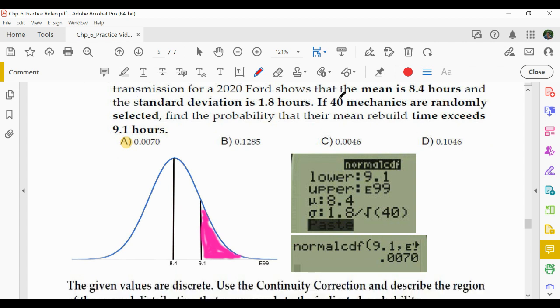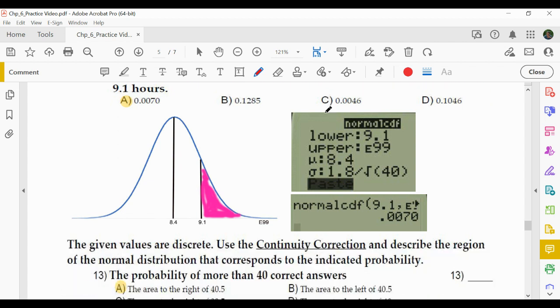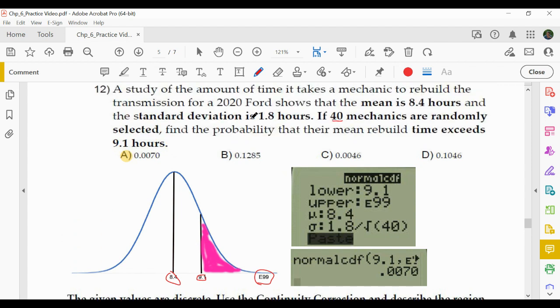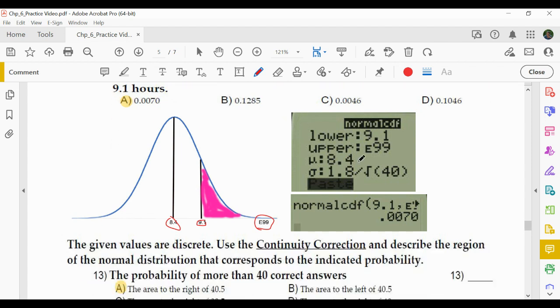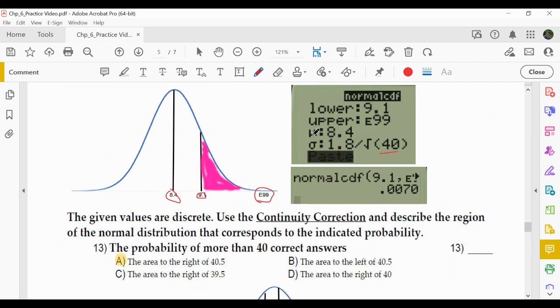This time, looking for the probability that if 40 mechanics are randomly selected, there's my n value, the time to fix this transmission is greater than 9.1. So 9.1 is my low. My upper is E99. I just put that in just for sake of clarity. All right, so there's my low. There's my upper. My mean is 8.4. He tells me that. My sigma, my standard deviation, is the original standard deviation right here, 1.8, divided by the square root of n. I'm talking about 40 mechanics. All right. Central limit theorem.